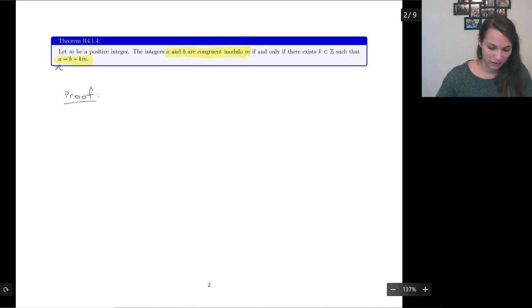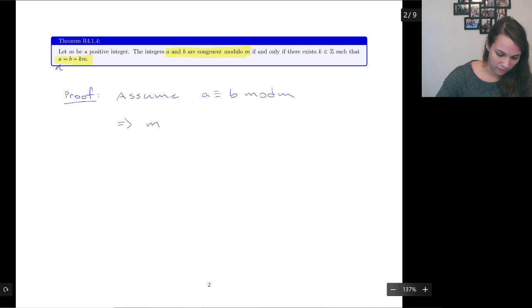Falls out pretty quickly from the definition. So we assume that A and B are congruent modulo m, which is the same thing as A is congruent to B mod m. And then what that means via the definition is we have m divides A minus B. That's the definition of mod. And then where are we trying to get to? We're trying to get to an equation that looks like A equals B plus Km.